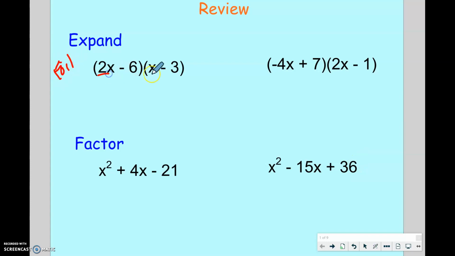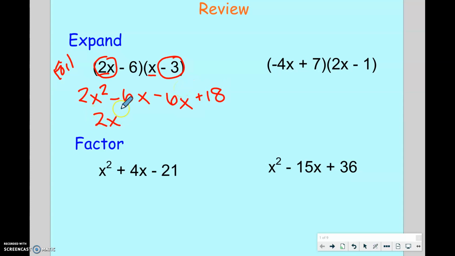So I'm going to do the first ones, so it would be a 2x squared. The outside ones would be 2x and a negative 3, so negative 6x. The inside ones would be the negative 6 and the x. And then the last ones would be negative 6 and negative 3, so a positive 18. And then I'm going to combine those two middle terms, so it'd be 2x squared minus 12x plus 18.